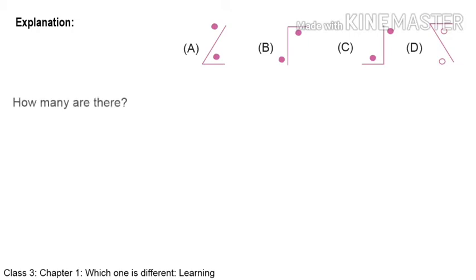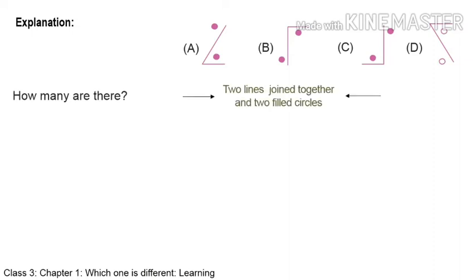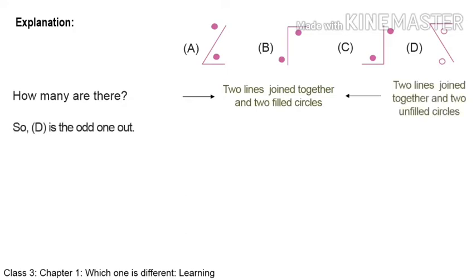Do you find any difference among them? Yes, option A, B and C have filled circles, whereas option D has unfilled circles. Hence, the answer is option D.